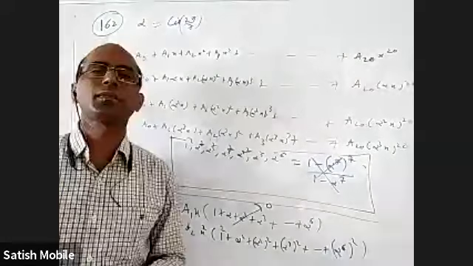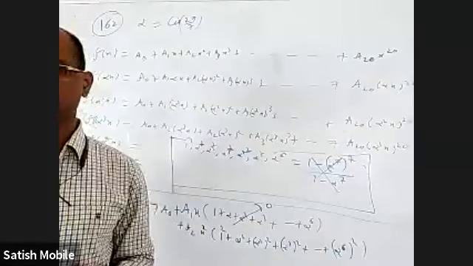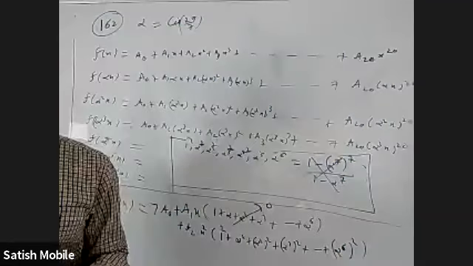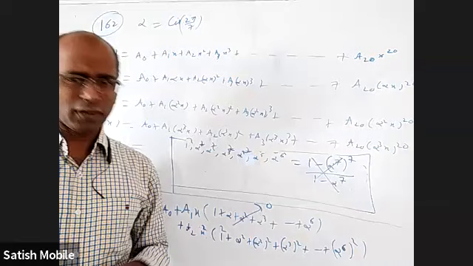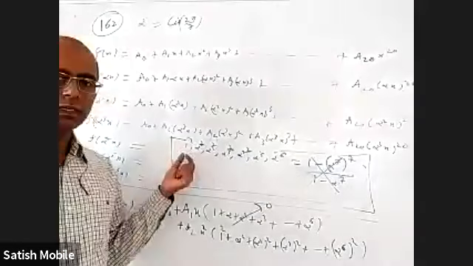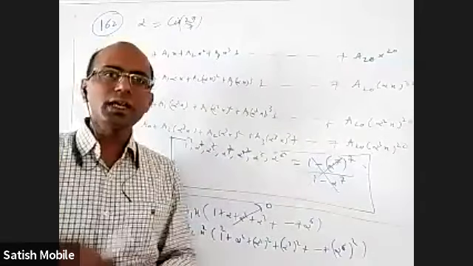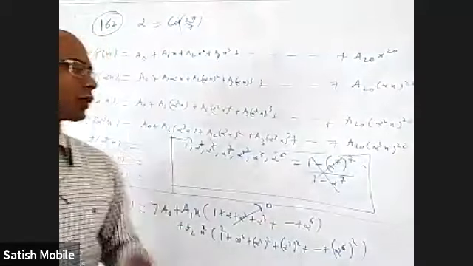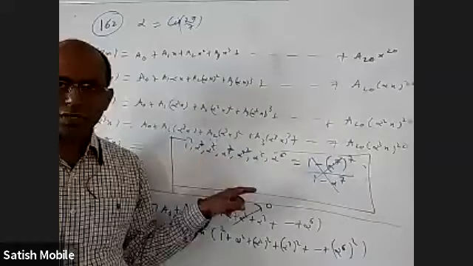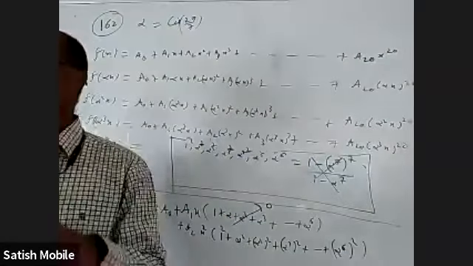Common ratio should not be 1. It can be more than 1, it can be less than 1, but it should not be 1. Only when common ratio is not equal to 1. Because if common ratio is 1, it is 0 by 0, not defined. And when common ratio is 1, you don't need a formula because this will be A, AR also will be A, AR square also A. You'll get A plus A plus A plus A n times. It will be nA.